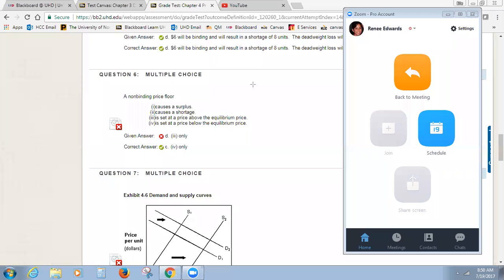All right, number 6. So a non-binding price floor. So non-binding right here is what makes it important. The way I like to handle price floors is draw your curve first. This is sort of like my little step process.